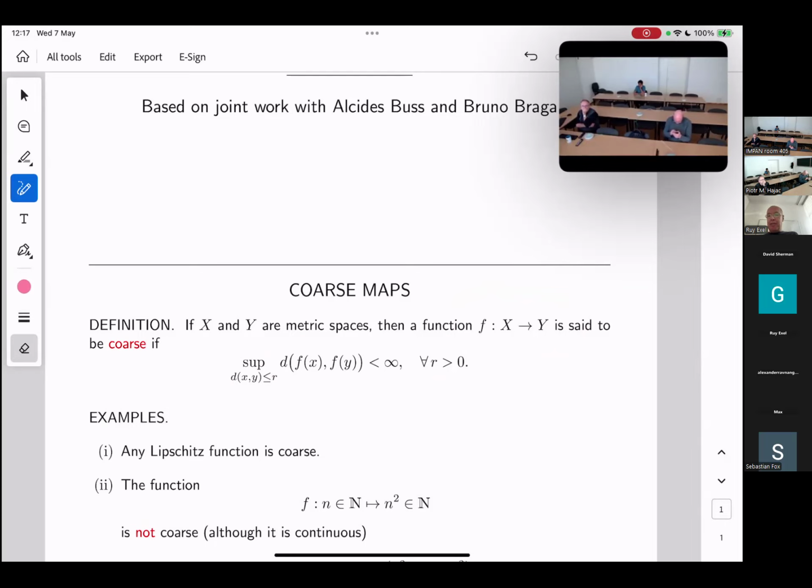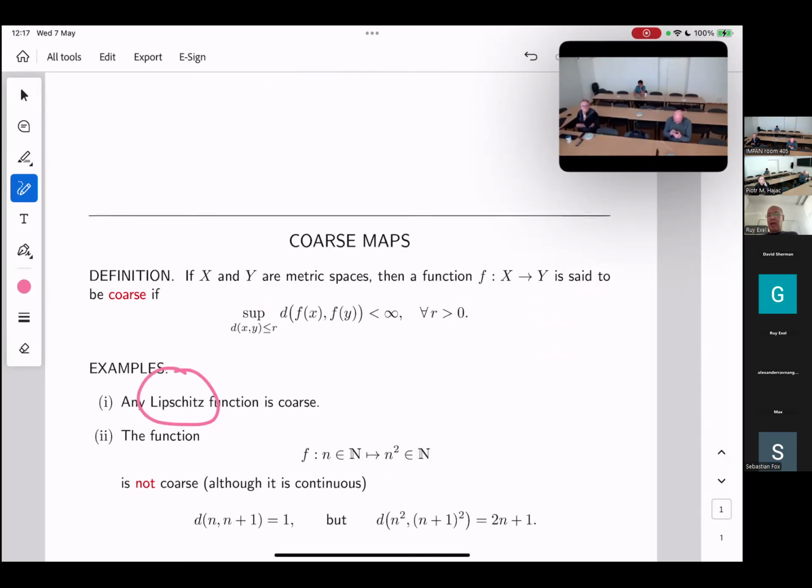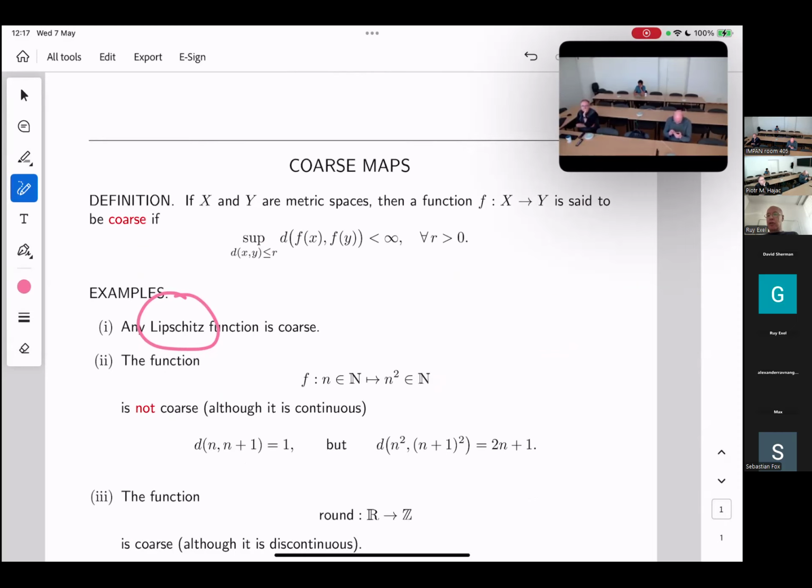Obviously, any Lipschitz function is coarse, right? An example of a function which is not coarse is the function from the natural numbers to itself sending n to n squared. The reason is that if you look at points n and n plus 1, the distance is 1, but the distance between their images is 2n plus 1. So points at distance 1 start getting spread apart. We don't like that, so that function is not coarse. It should be pointed out that this function is continuous, so coarseness doesn't have anything to do with continuity.